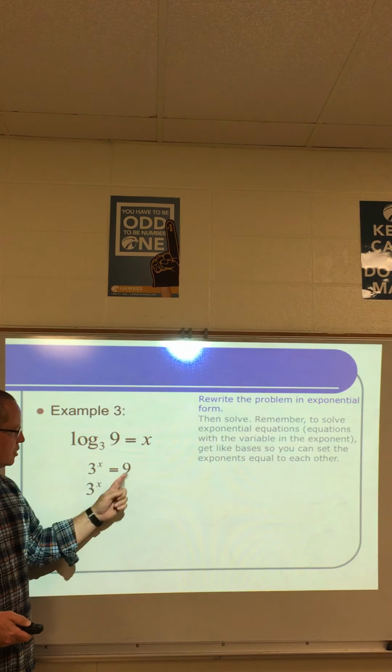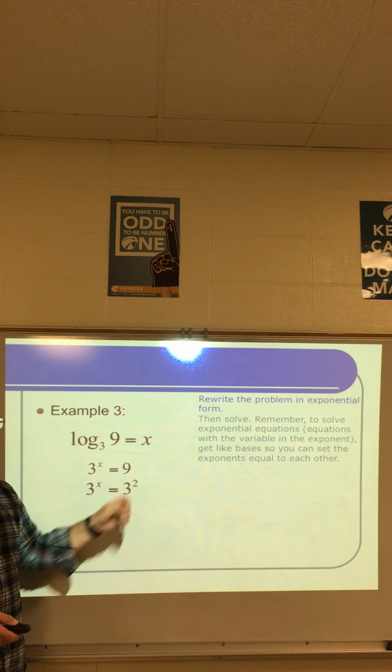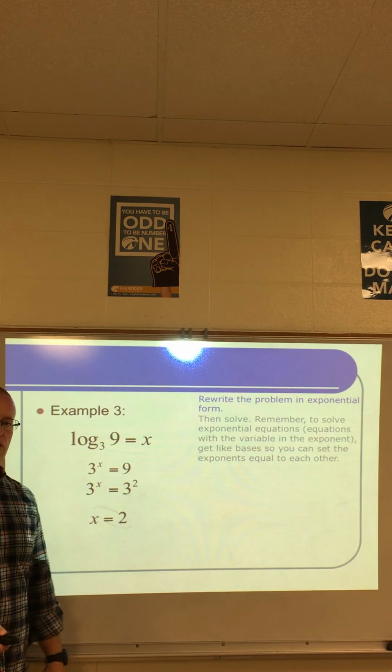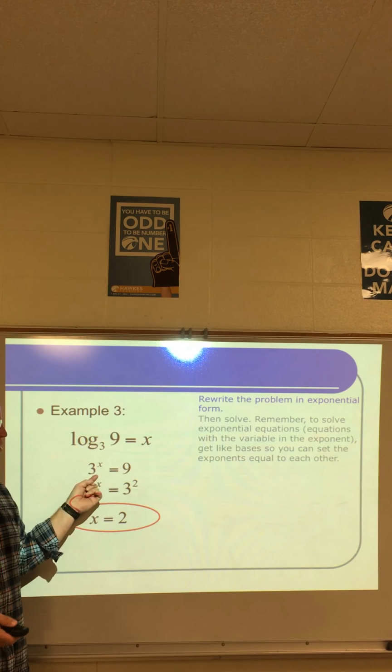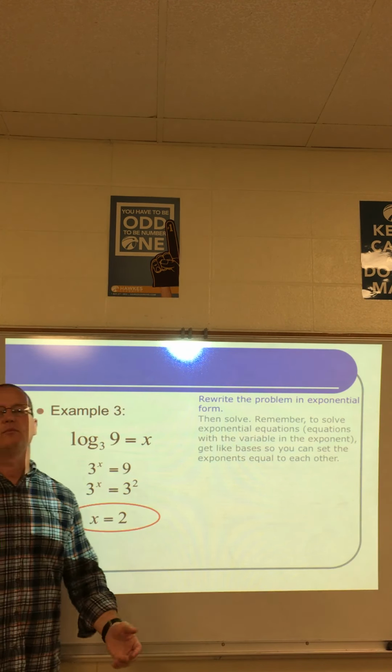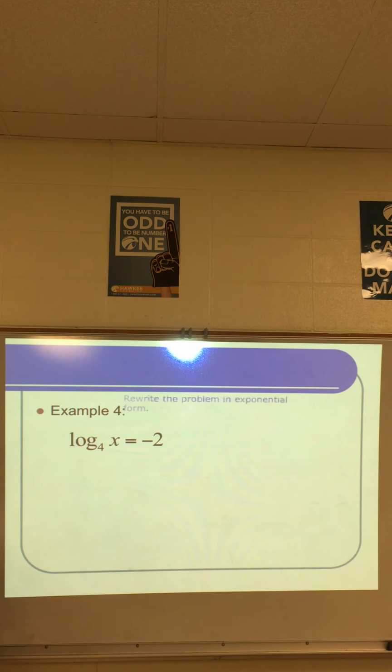You could rewrite that as 3 squared, that's what 9 is, and since they both have base 3, you just set the exponents equal to each other, and x is 2. Now obviously I didn't have to do that on this problem. You should be able to just look at this equation and say, oh, you had to square it to get 9. But if you can't, you can always solve it that direction.